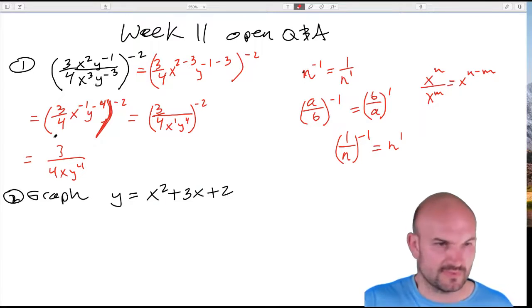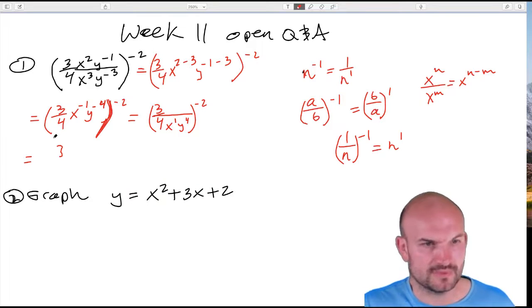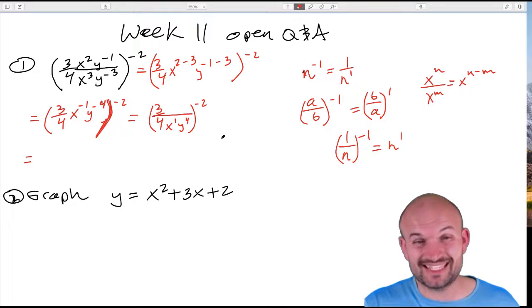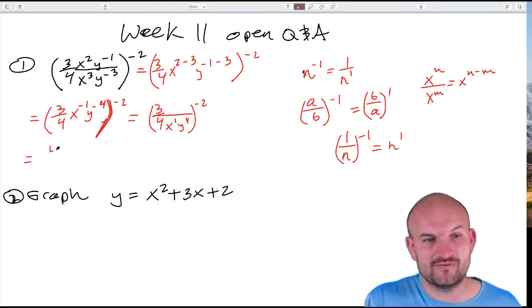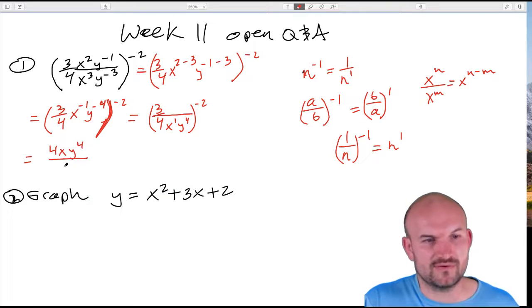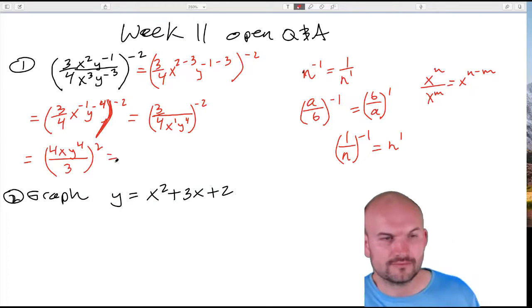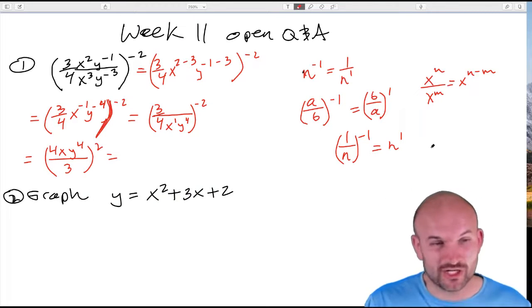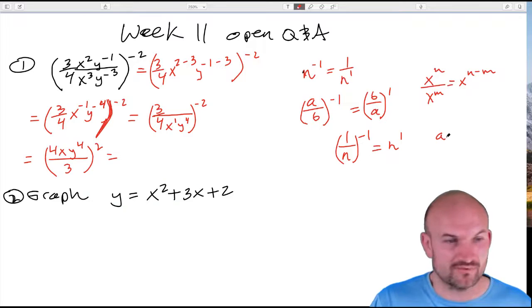Oops, I'm sorry. All wrong. Let's reciprocate this to the positive power. So therefore it'd be 4 x y to the 4th over 3 squared.